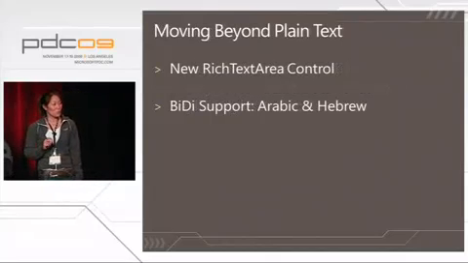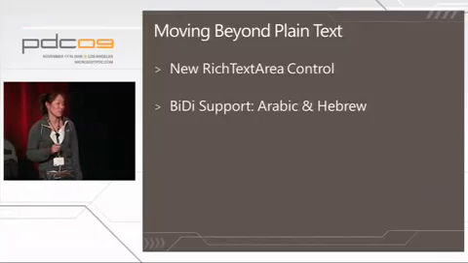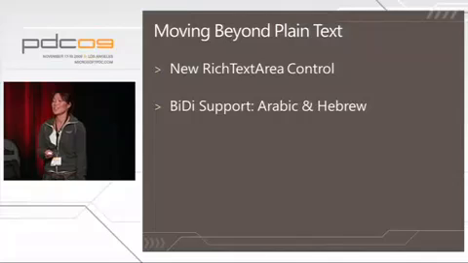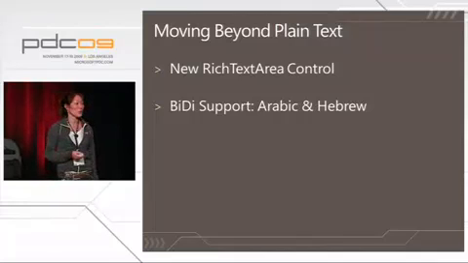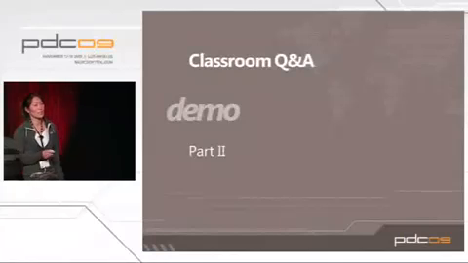So one of the other business application feature requests that we get is rich text. And in Silverlight 4, we added two major features that help make this better for business applications. The first is a new rich text area control, and the second is BiDi support, allowing you to type both Arabic and Hebrew. So let's go back into our application.